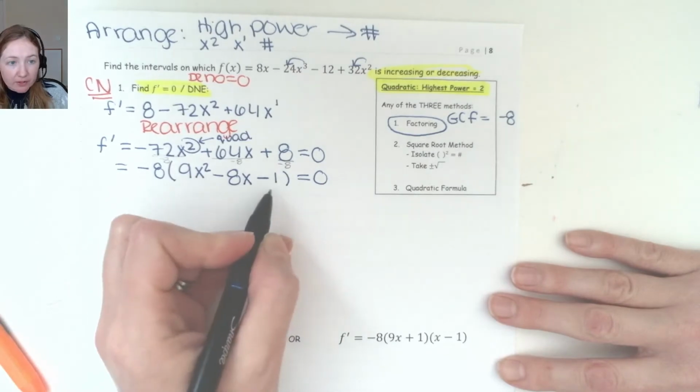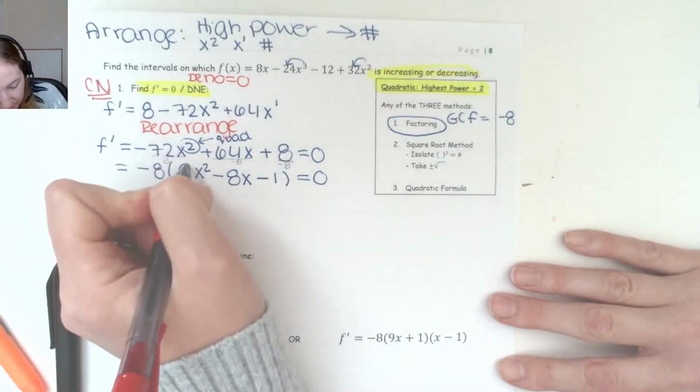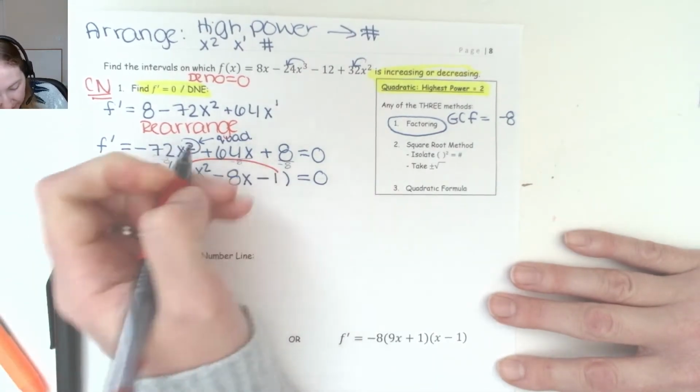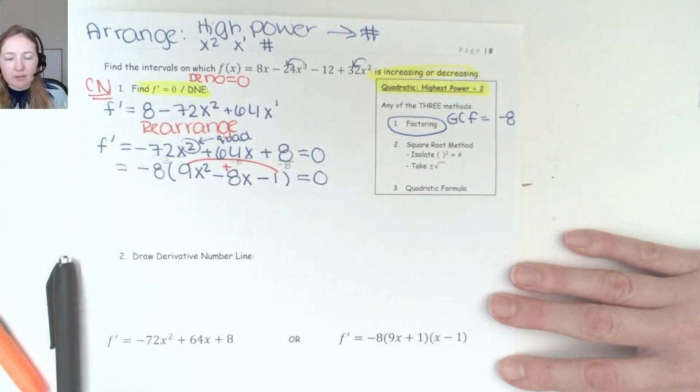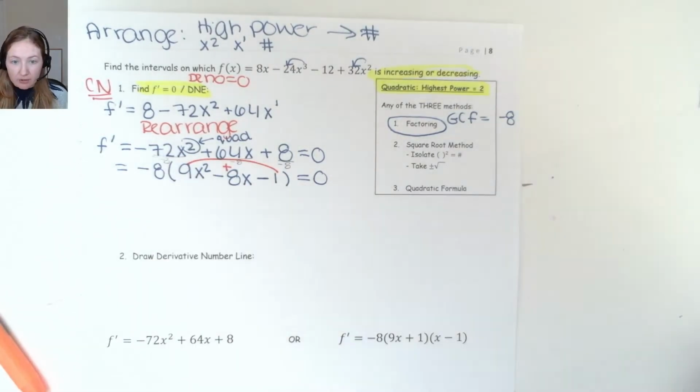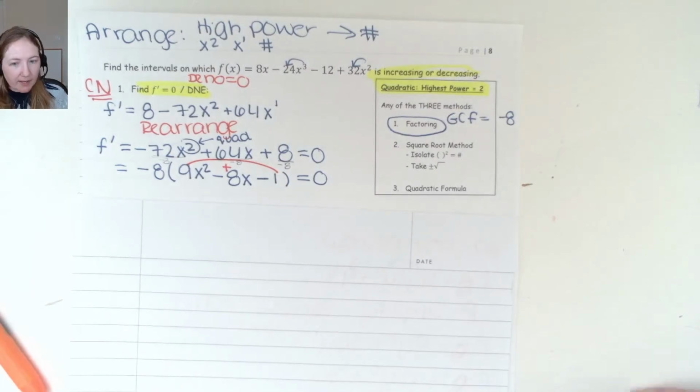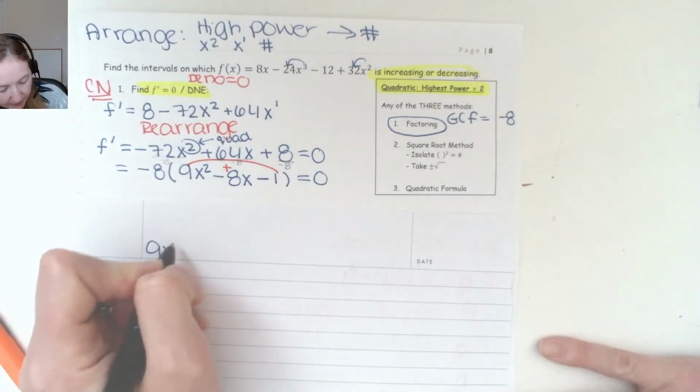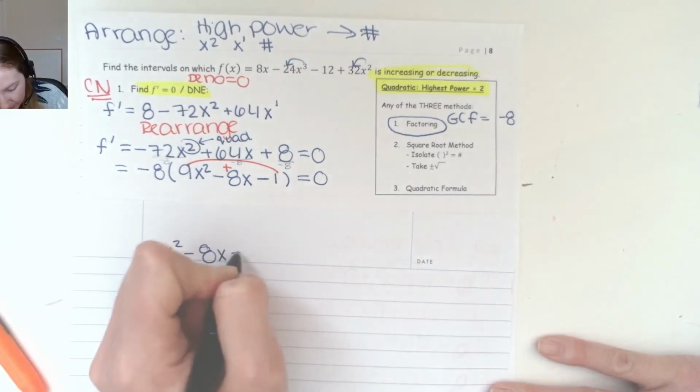Now, to factor these three terms, I'm going to take the factors of the first times the last that sum up to the middle. What I like to do is go off to the side and do my scratch work for this factoring. So I have 9x squared minus 8x minus 1.